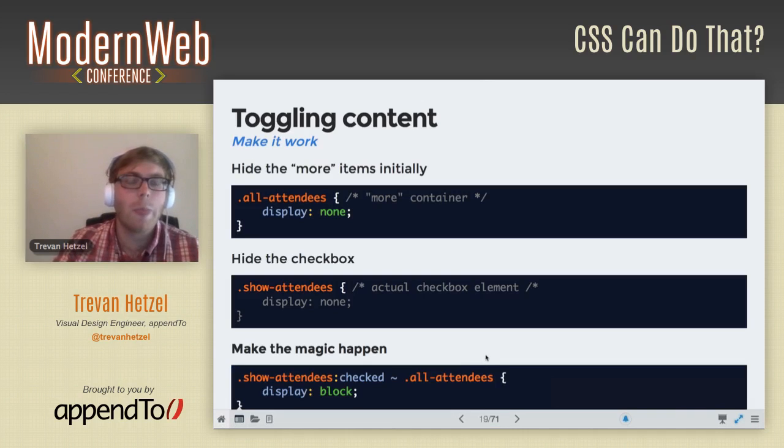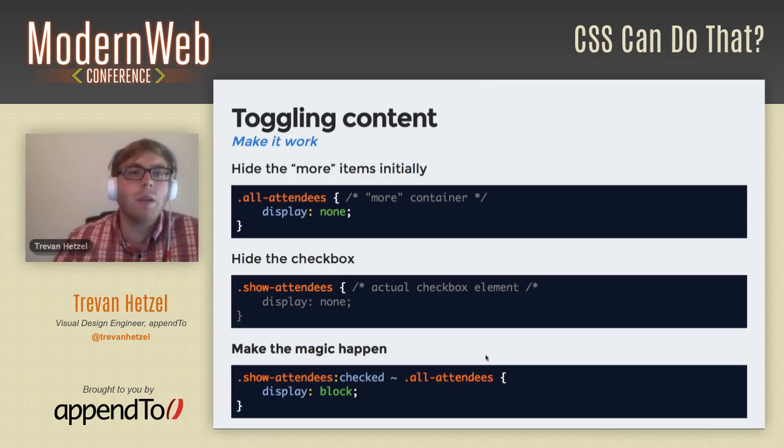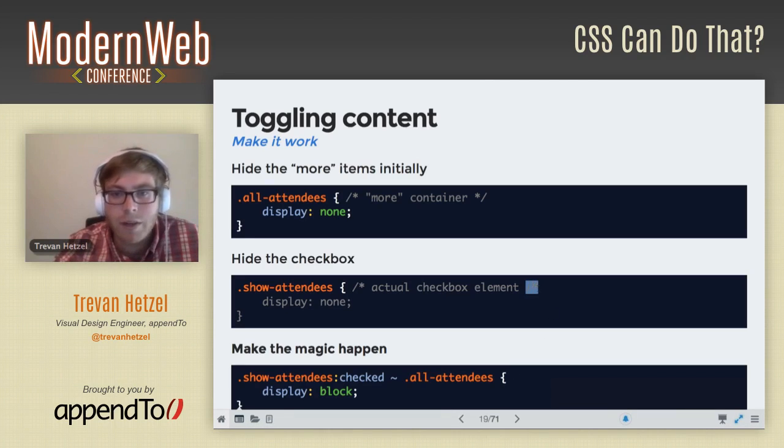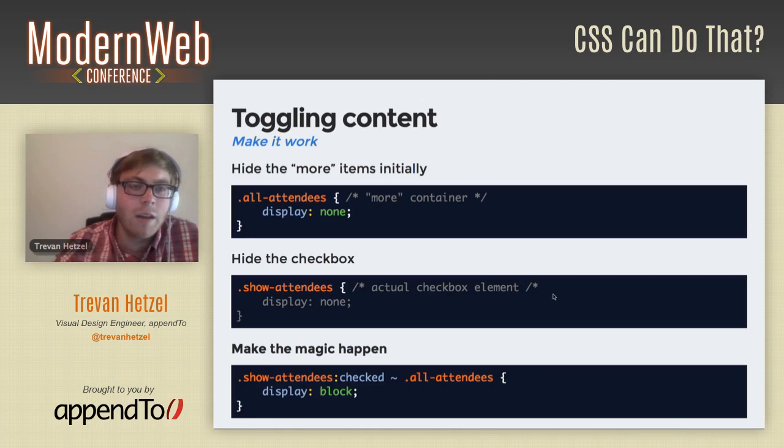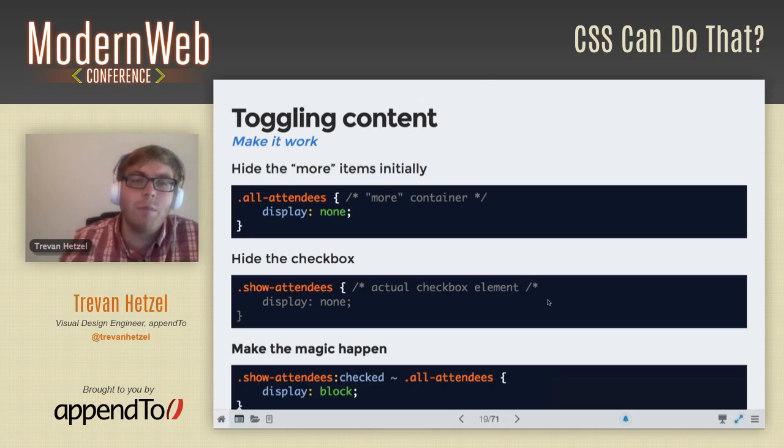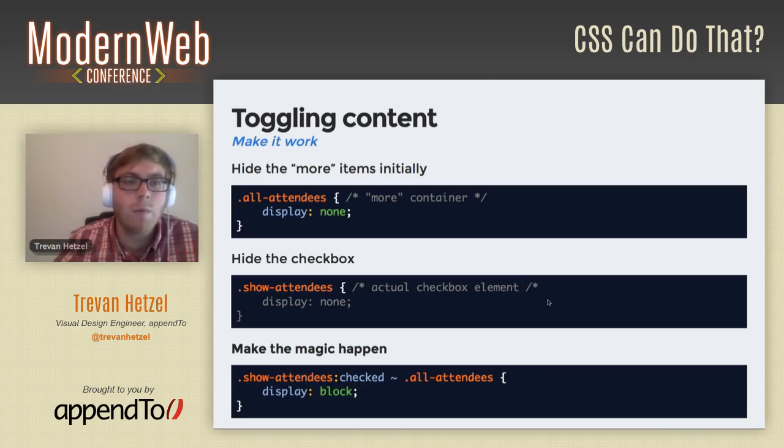And so to actually make it work now that we've styled it, first thing we're going to do is hide those items that are not shown. We're going to hide those initially, and remember they were wrapped in an all-attendees container. We're just going to set that to display none, right? And then we're going to hide the checkbox, which I actually have a commenting error here. But we're going to hide the checkbox like we did previously in the previous example.